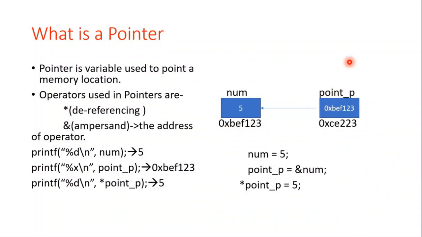Guys, first of all, I'm going to tell you how we store a variable. A variable is stored on a certain location. We have to store it on a certain location. Our compiler will store it when we declare the variable. It is stored on an address.